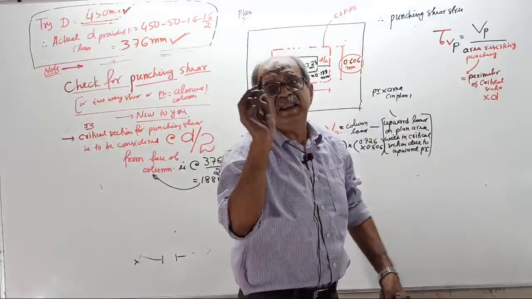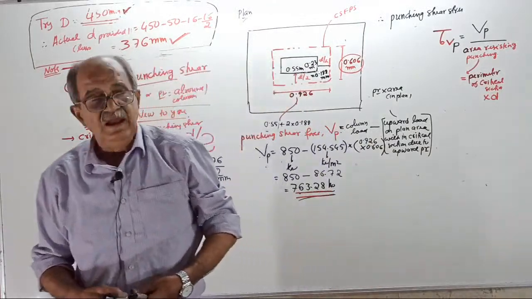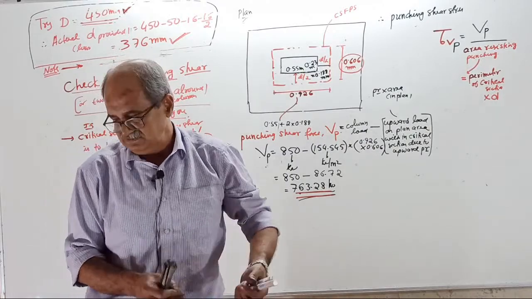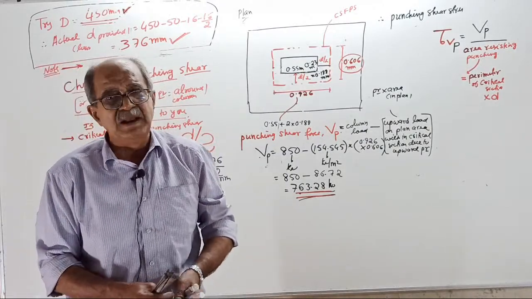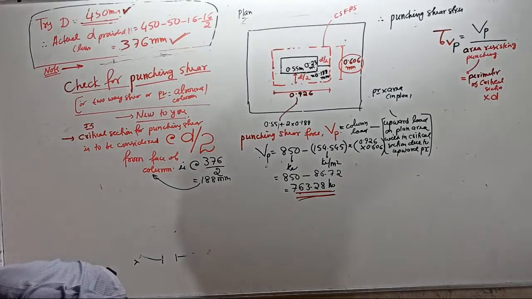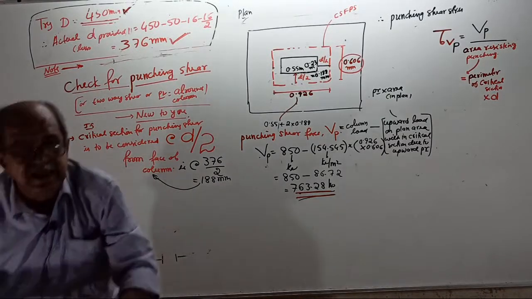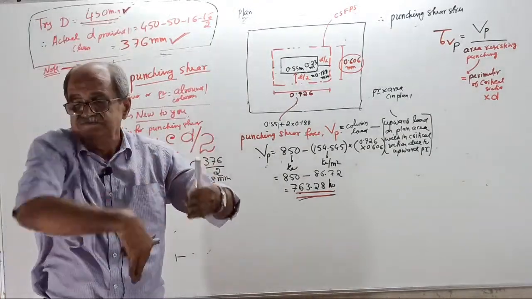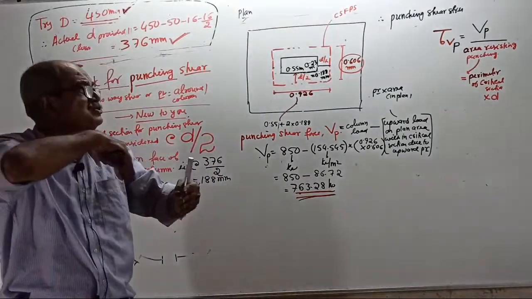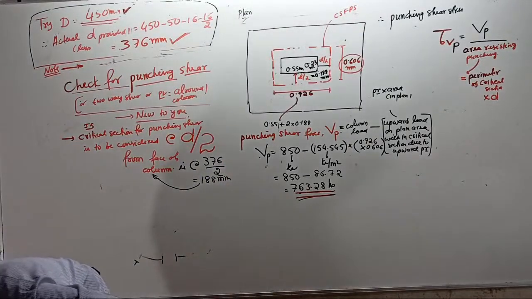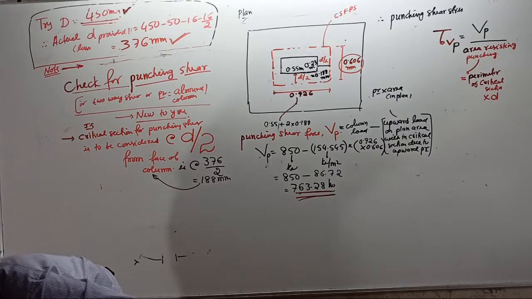Tell me, fully clear or not? If it is clear, over. Now nothing to worry. If this is clear, punching is over. Then only calculation. Perimeter of critical section into D. It is this area, all round, because you took all round punching. Clear or not? If clear, I can go to the next step.